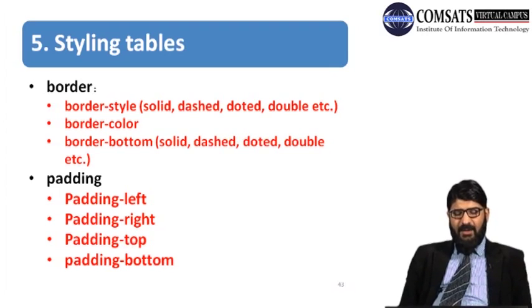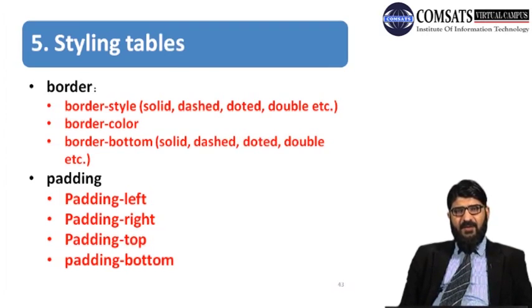The second is border color, where you can mention the color of the border that you want to give. And third, border bottom. Either you want to mention it in the solid form, again dashed with spacing, dotted form, or double.